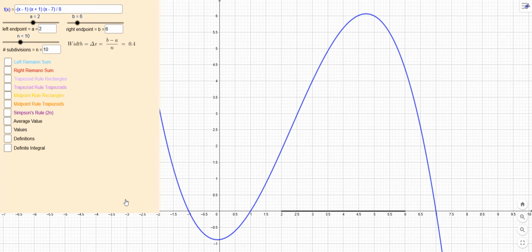Hello, Jack Jackson here. In this video, we're going to use a GeoGebra activity that I created to look at different ways of approximating the definite integral. So I have this applet here.